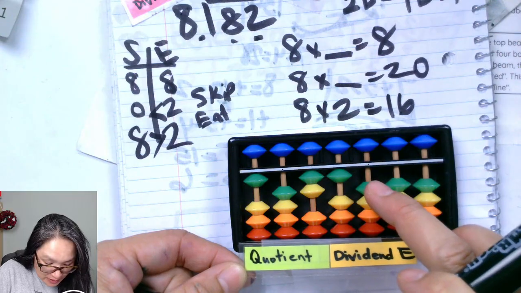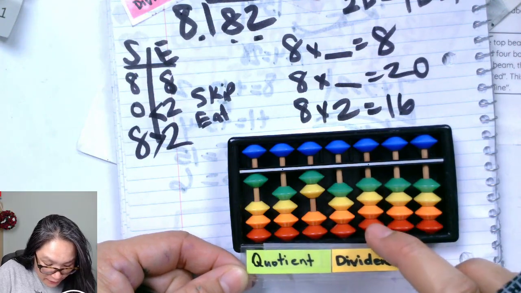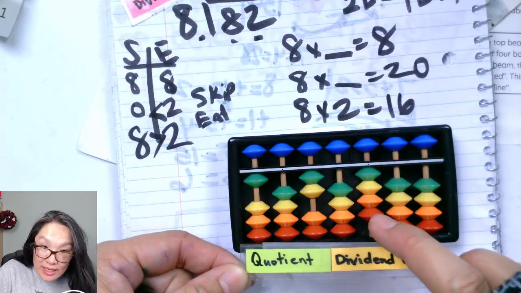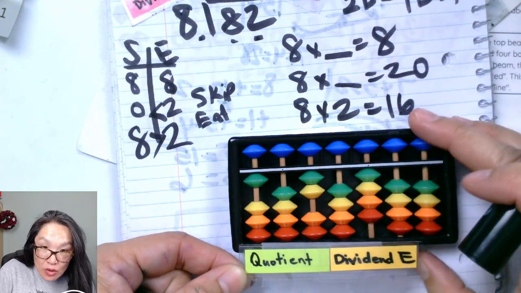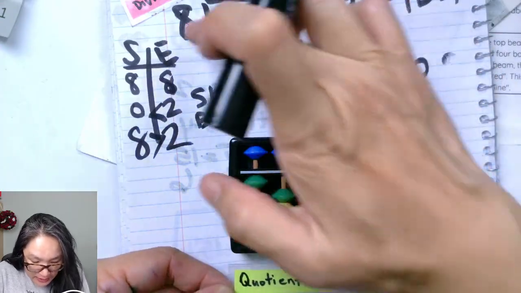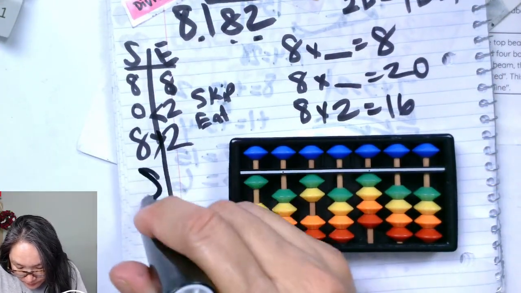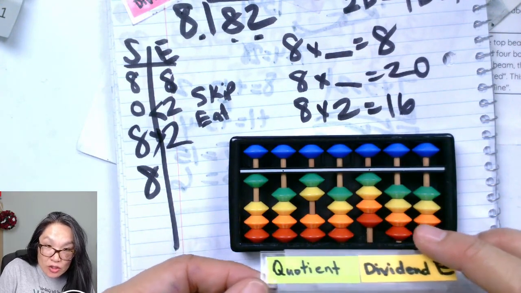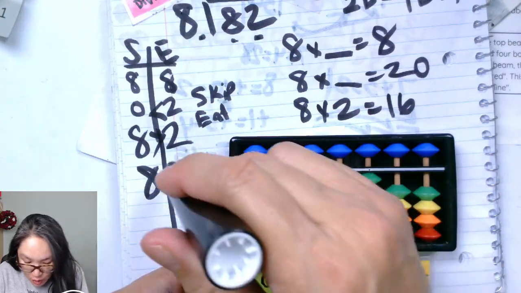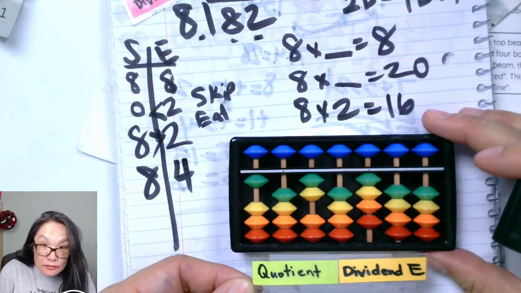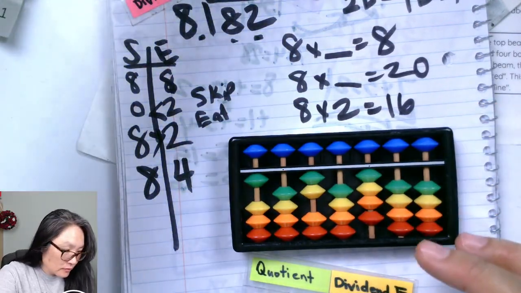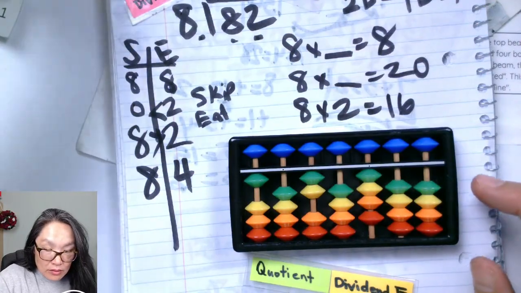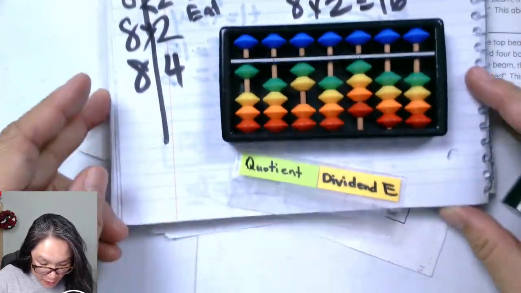How do I take away the 6? Minus the 10 plus the 4. Am I done? No, I still have a dividend. 8 is my divisor. 4 is my dividend. See how it's still moving? So my 4 is my dividend. Who is bigger? My 8 is still bigger.